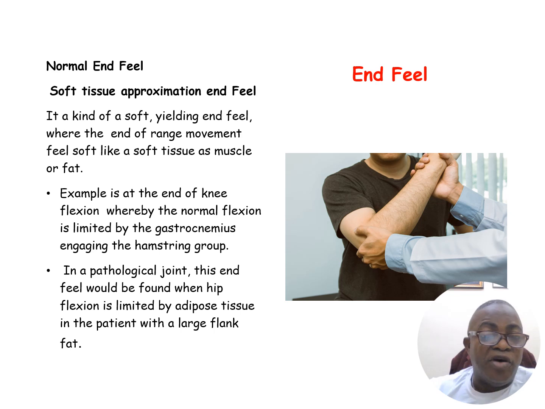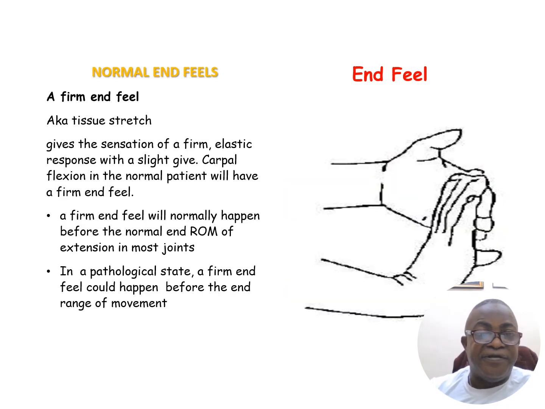If it comes before the end of the movement and there's no movement again, then definitely there's a pathology going on inside the joint in form of internal lesion or internal derangement. If you cannot decipher it physically, then you ask the patient to go and do a radiological investigation so that you'll be able to know what is blocking the joint. So the second normal end feel is soft tissue or approximation end feel. We've talked about bony or hard end feel.